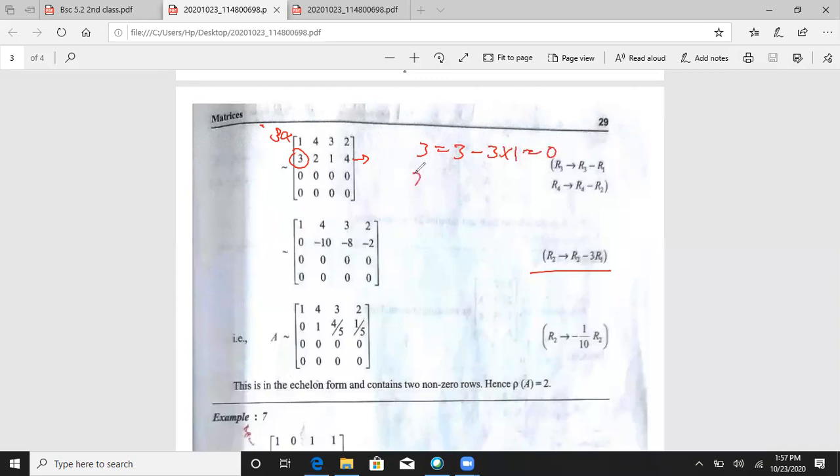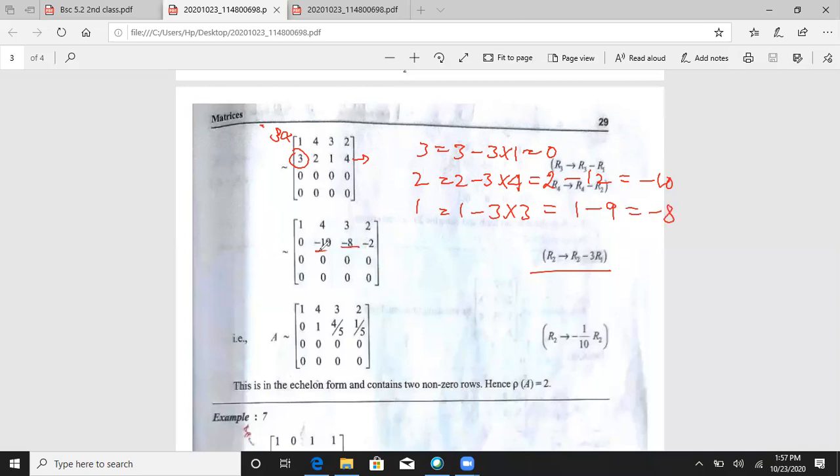Next, here 2 is there. 2 equal to 2 minus 3 into 4. That is 2 minus 12, that is minus 10. Next comes the third one, that is 1 is there, 1 minus 3 into 3. That is 1 minus 9, that is minus 8.